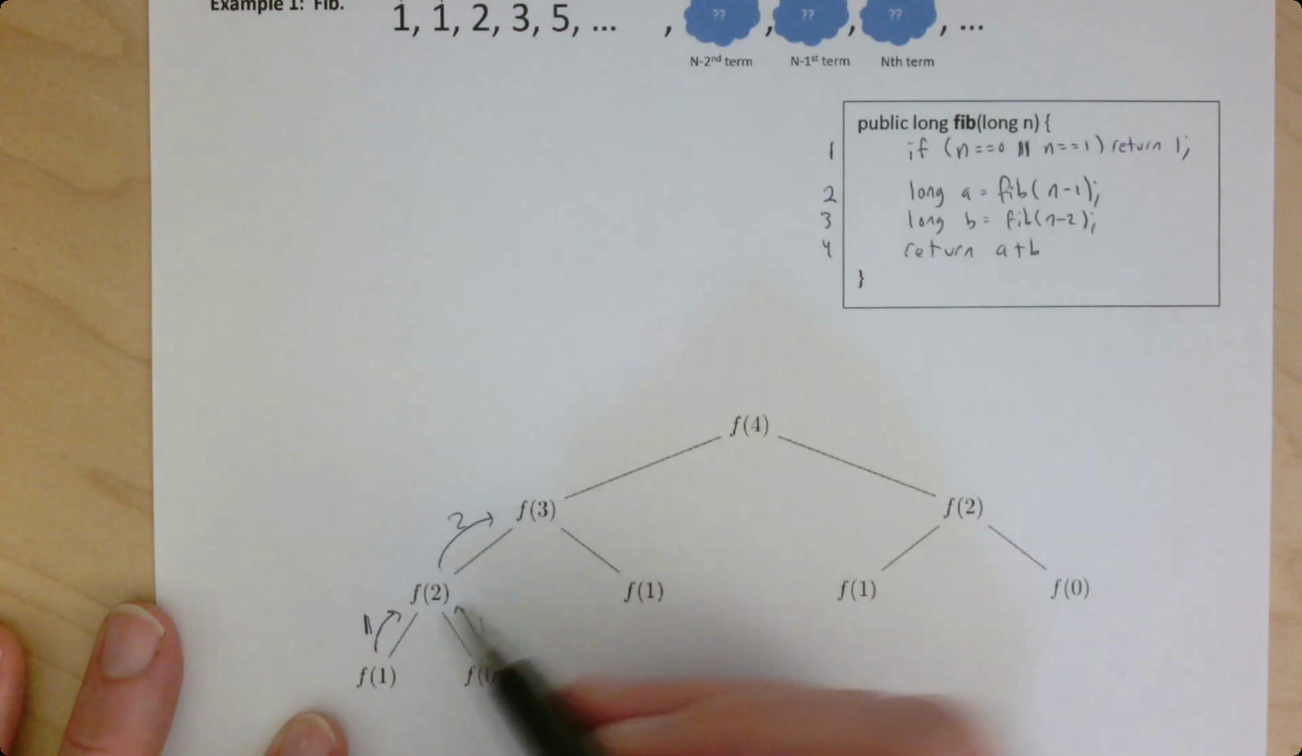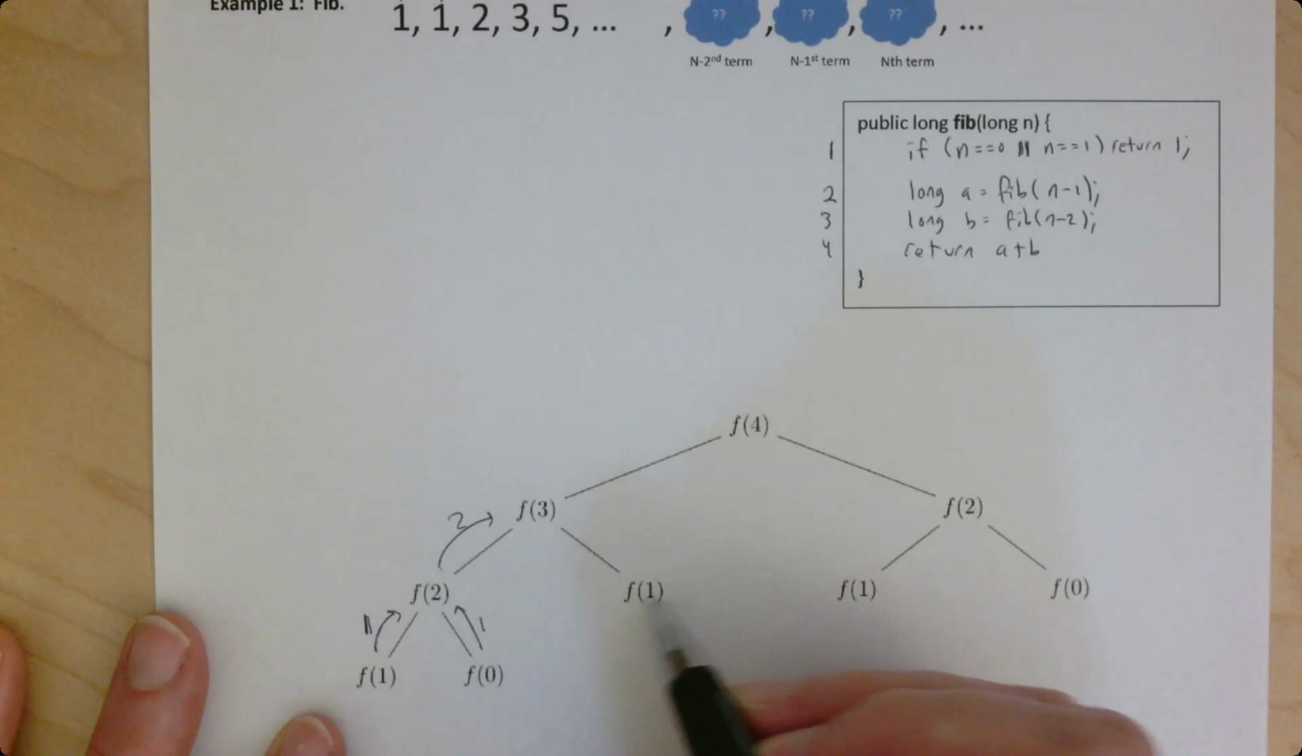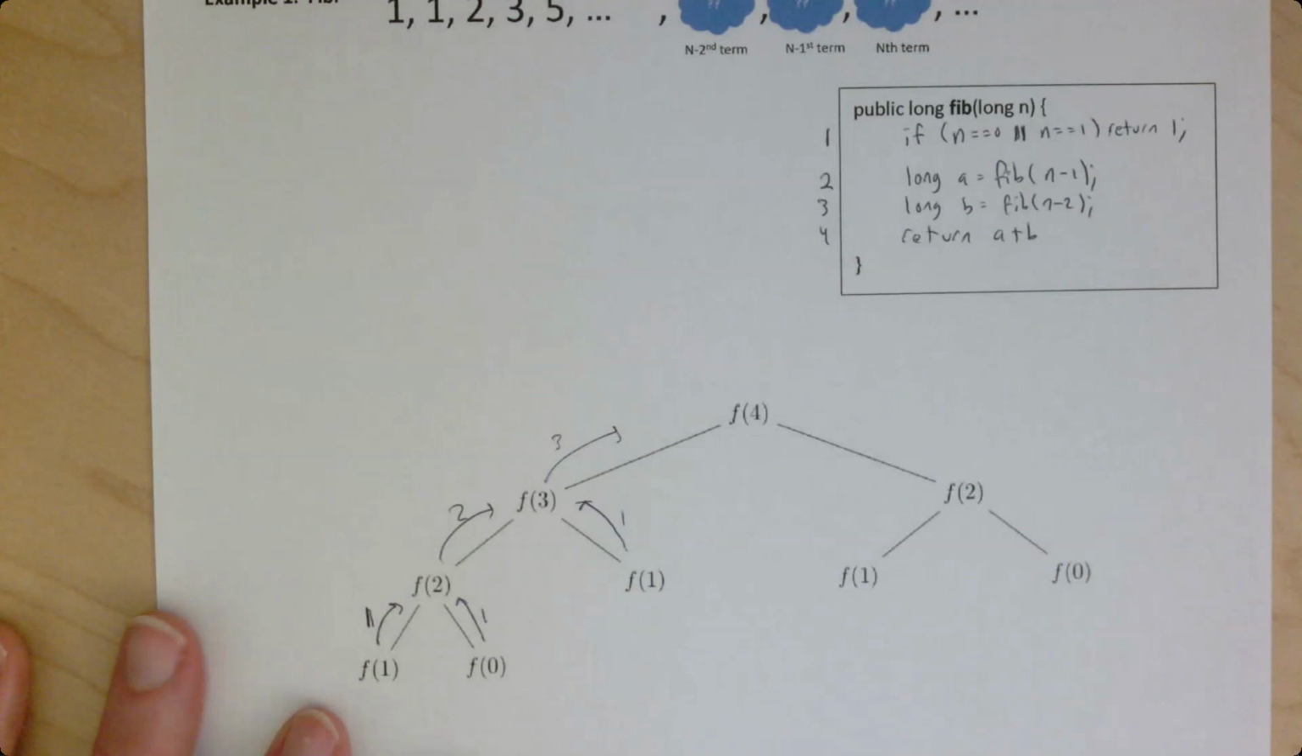But where it returned back to was our original call to fib 3. Then line 2 for our original call was complete, and so we ran line 3, which ran fib 1, and fib 1 immediately returned 1, and then fib 3 returns 3. So I just replayed again what we just did with the stack frames, only this time we're visualizing the execution as a tree.